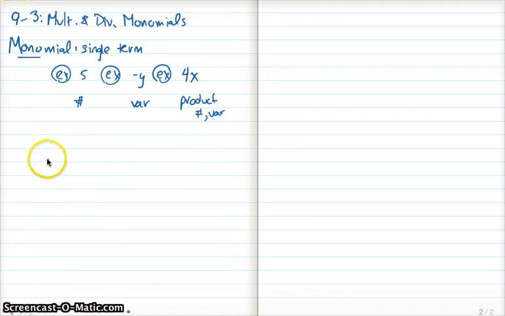Binomials, bi means two. Think of bicycle, bicentennial, biweekly. So bi means two. So if I had two terms, I might have something like 5 plus x or 4x minus 9. That's when I would have two terms and they're separated by plus or minus signs. So that's just a little bit on the vocab there.